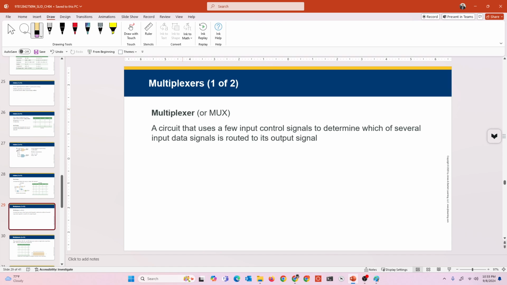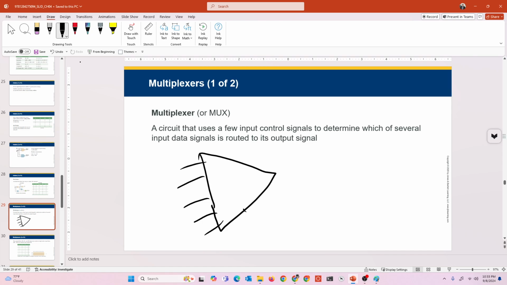Multiplexer. What's a multiplexer? It's a circuit that takes a few inputs and then ultimately will give you one of them at the output based on some kind of a trigger. So, for example, here is some kind of multiplexer. It will have inputs, and because of some kind of trigger, it's going to give you certain outputs. Let's say this is A, B.